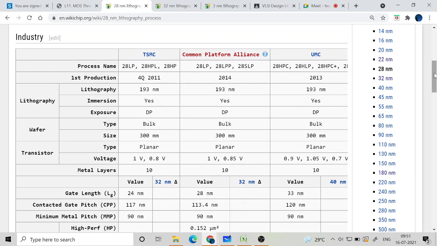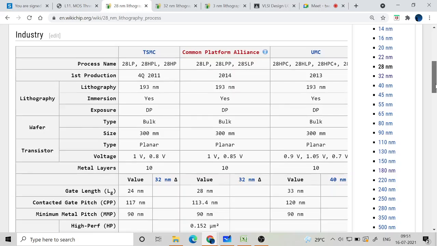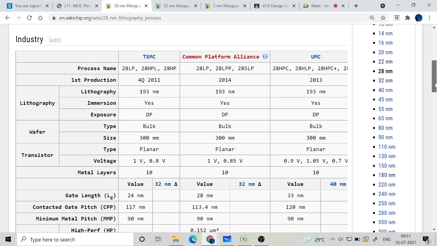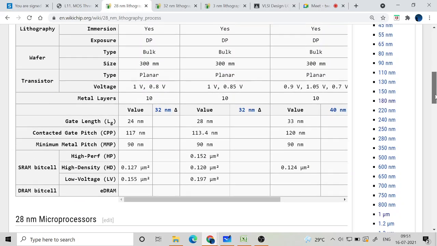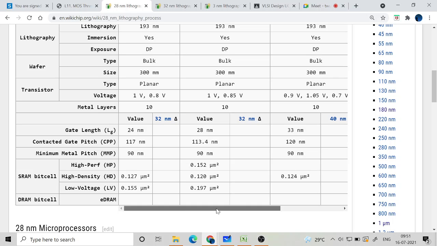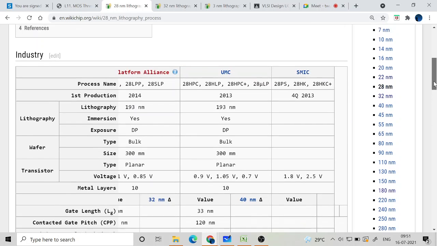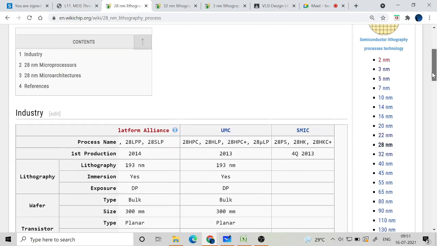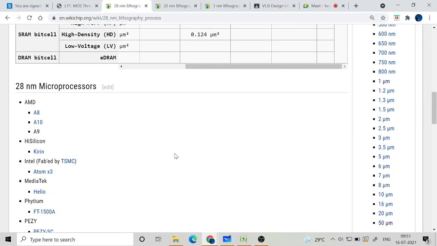So by that time TSMC became a more prominent manufacturing foundry. Okay, they have grown so much. Then you can see Apple's chips were manufactured, A9, A10. These are the chips in your iPhones, and those were made at 28.